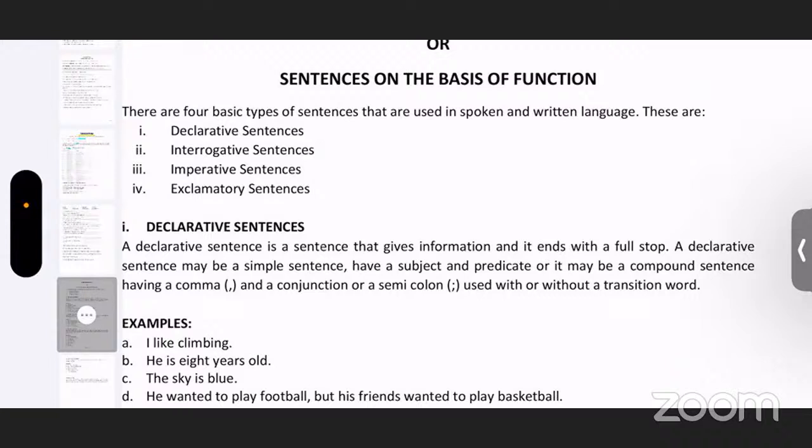Declarative sentences. From the word itself, it is quite clear what declarative means.